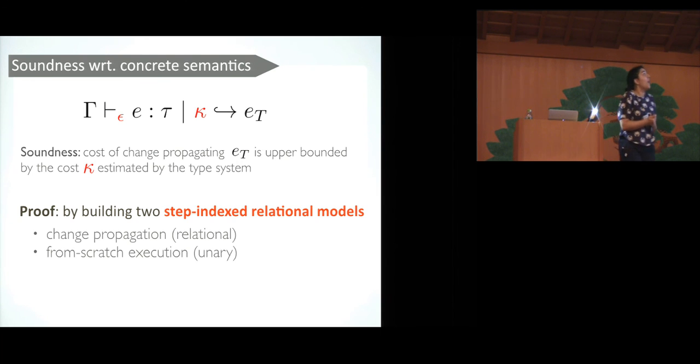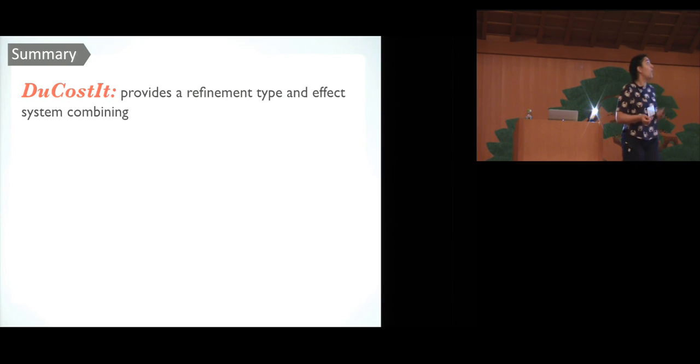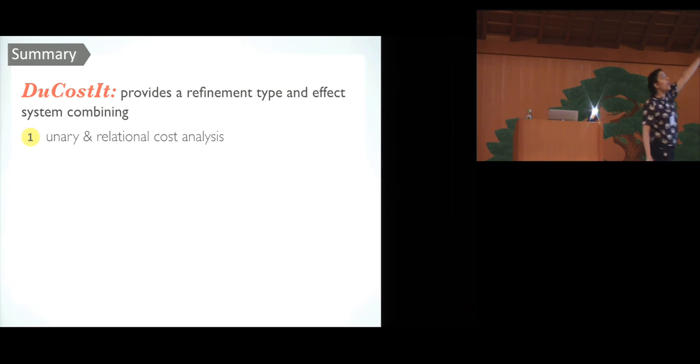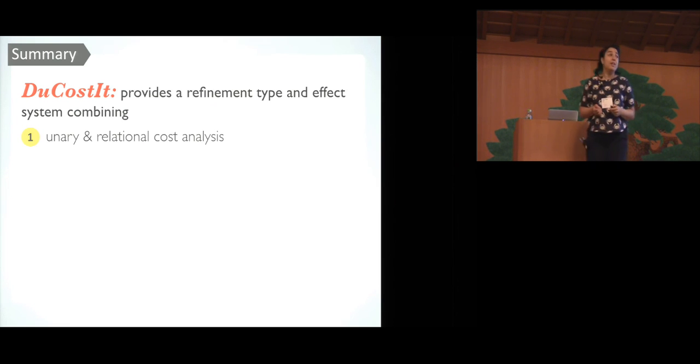So overall, I have shown you that reasoning about incremental complexity can be challenging because we have to think about all these underlying details. But once we have the right level of abstraction, for us DuoCostEd, which provides a refinement type and effect system, which combines this unary and relational cost analysis. Unary in the sense that we have from scratch execution, and relational in the sense that we have this change propagation reasoning.